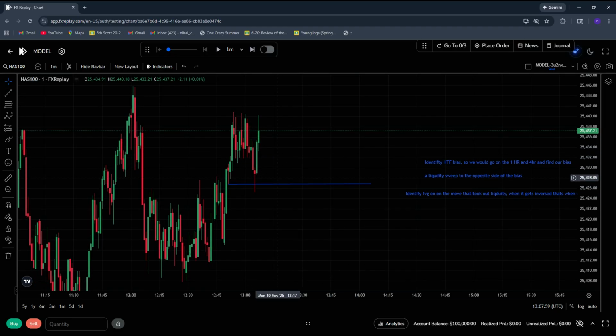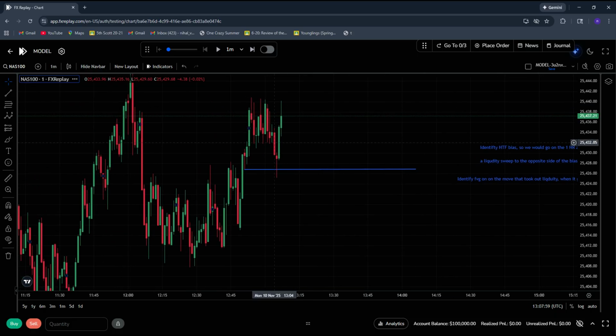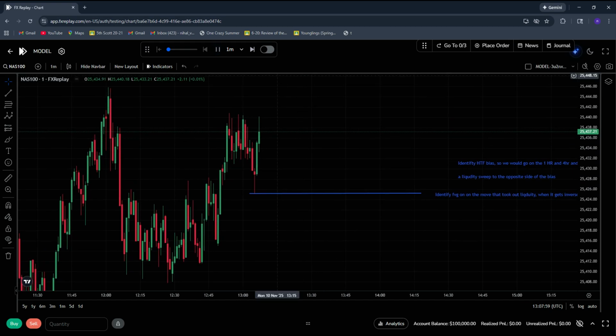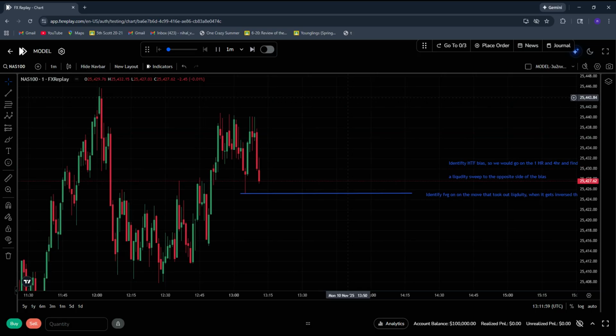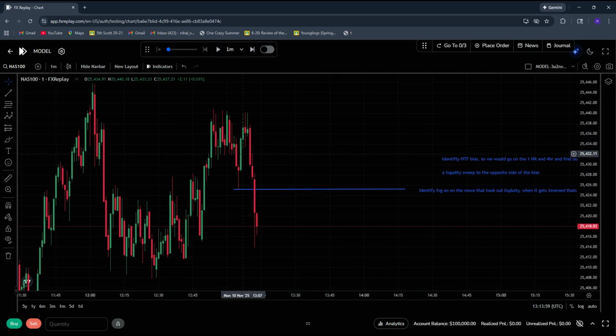This has been taken out, but it's been taken out by a wick, so we would find no entry. We need a body candle closure below this line, so we'd wait. Now liquidity has been moved down here because that's already been swept out, but we can't find an entry off of it. Okay, now this has been taken out, so now we just need to identify our gaps.